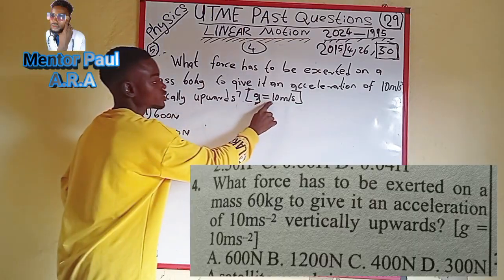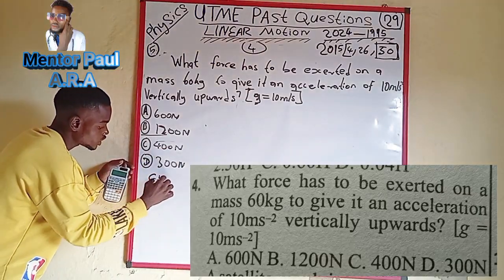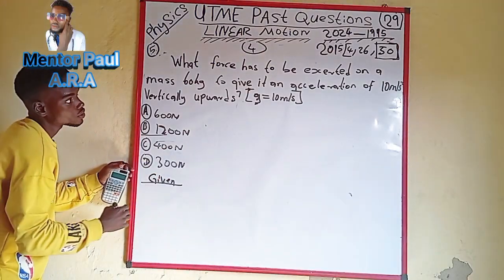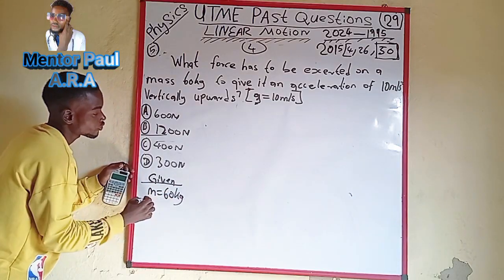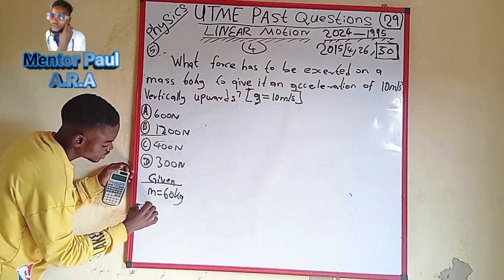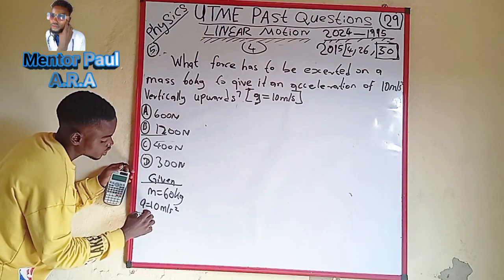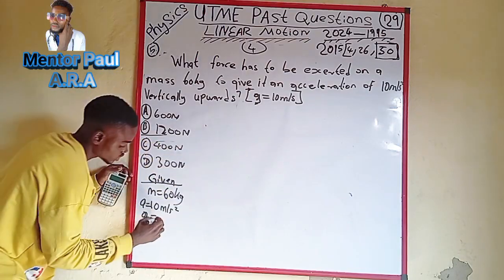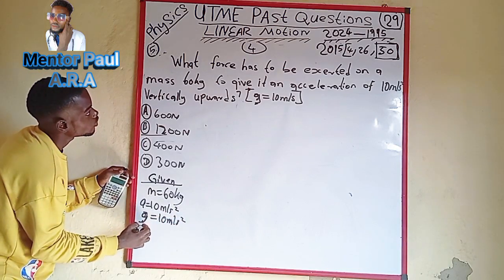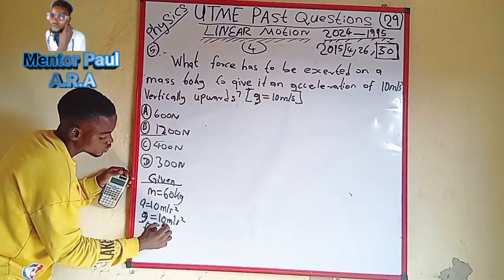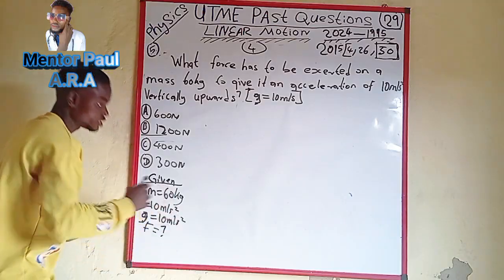All right. And the acceleration due to gravity is 10 meters per second squared. Look at what you're going to do. First of all, let's look at the given data. The given data was the mass of the body, m equals 60 kilograms, and the acceleration is 10 meters per second squared. Acceleration due to gravity, g, is also 10 meters per second squared. And we are looking for the force to make this body move up at 10 meters per second squared. So this force is the question.